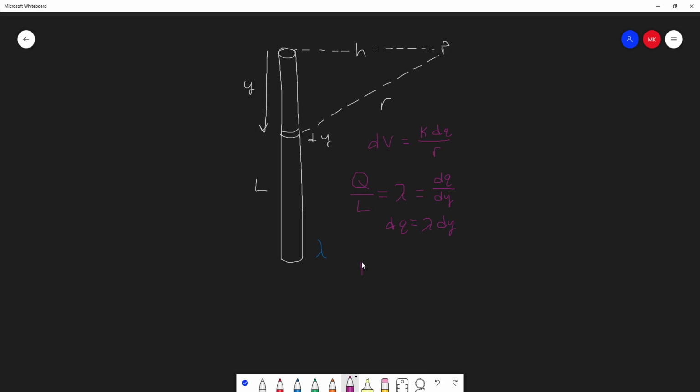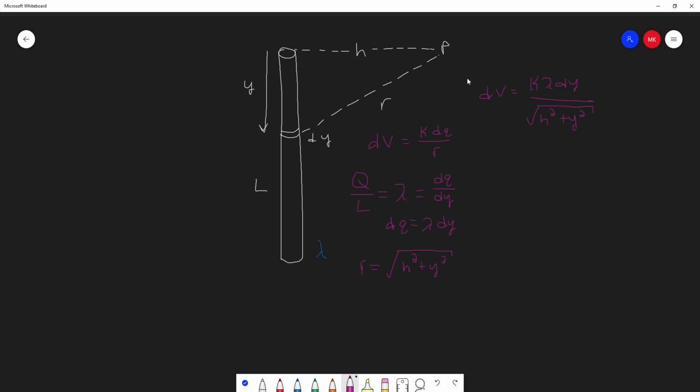And now we're looking at r. R is the last thing we need in this equation. R is just this distance. Using Pythagorean's theorem, you just get the square root of h squared plus y squared. So we get dV equals k times dq, which is lambda dy, over the square root of h squared plus y squared.